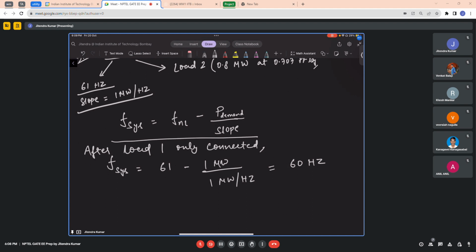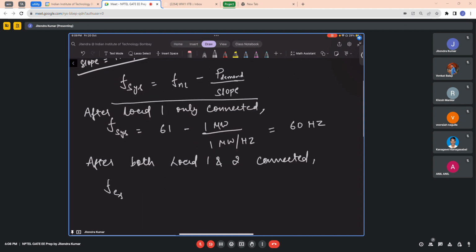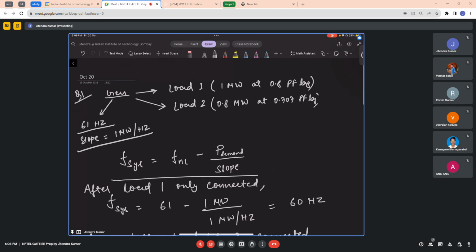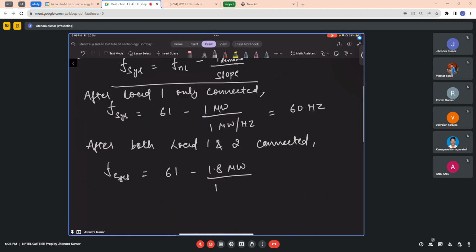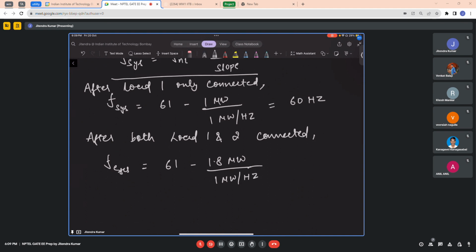Now, after both load 1 and 2 are connected, the frequency of the system will be 61 minus the total power, which is 1 megawatt and 0.8 megawatt, so 1.8 megawatt, divided by 1 megawatt per hertz. So it will become 59.2 hertz.